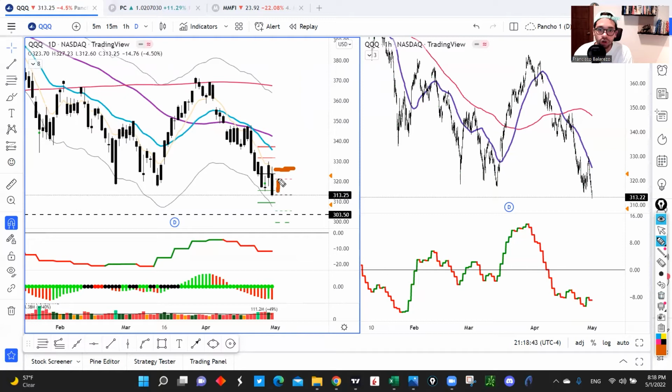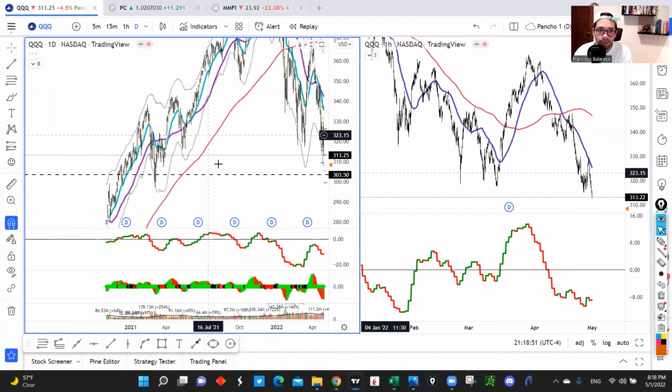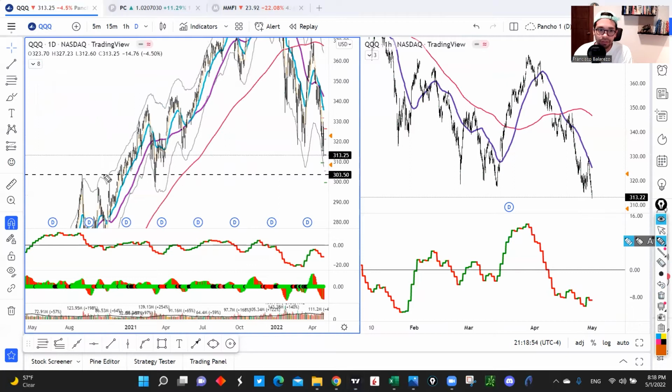So if we happen to get a bounce to that level, I'm expecting this market to continue to trade lower, and the level that I have here at 300 is basically the retest of that base that we had before that really strong breakout at the beginning of 2021.